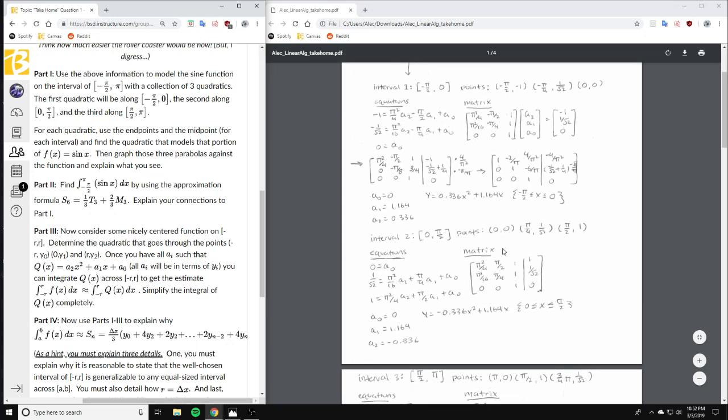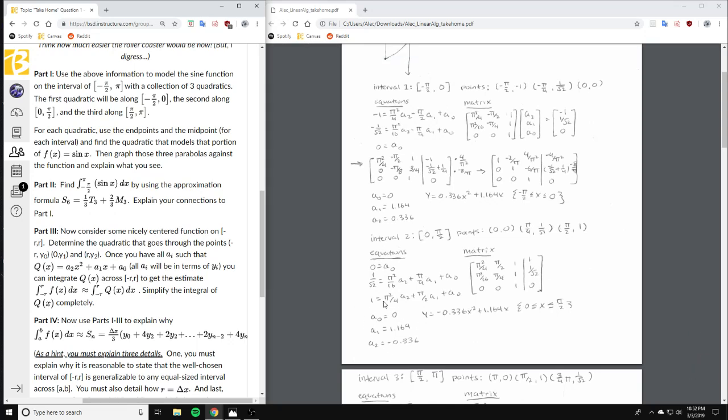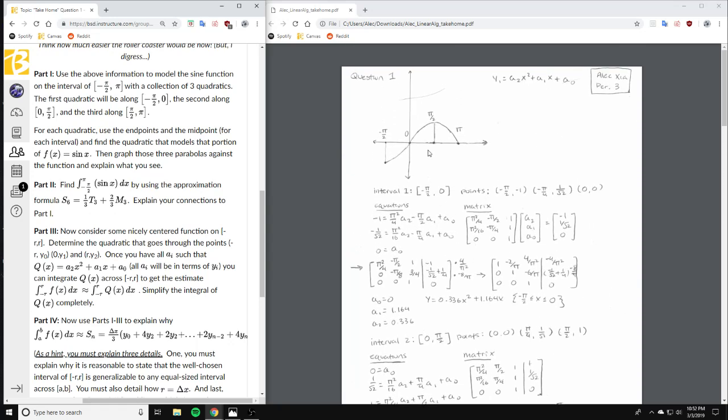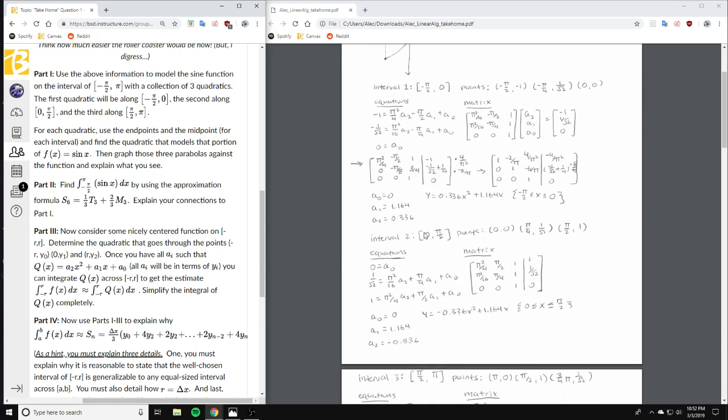And we do this for all of them, put it into a matrix again, and out comes our equations. Sorry, not our equations, our coefficients. And we plug it back into our quadratic that represents the second part right here. Again, we can double check our work by comparing this to the first one.